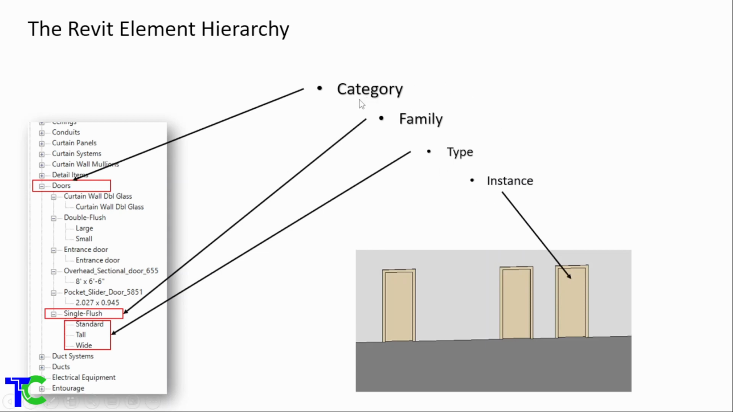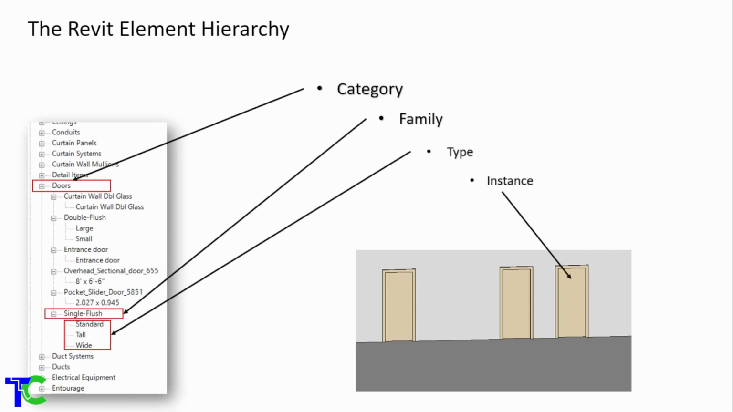The categories are divided into families. Families can have one or more types. At the very bottom and last in the hierarchy, we have instance. The elements in Revit are represented according to the hierarchy.